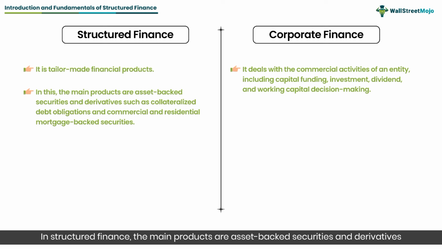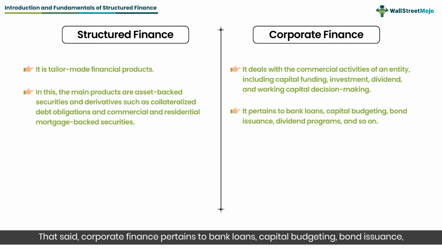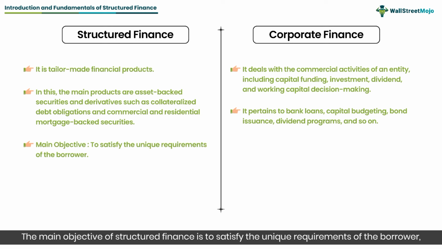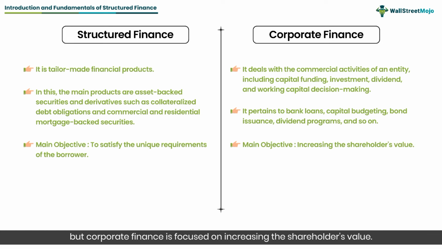In structured finance, the main products are asset-backed securities and derivatives such as collateralized debt obligations and commercial and residential mortgage-backed securities. That said, corporate finance pertains to bank loans, capital budgeting, bond issuance, dividend programs, and so on. The main objective of structured finance is to satisfy the unique requirements of the borrower, but corporate finance is focused on increasing the shareholders' value.